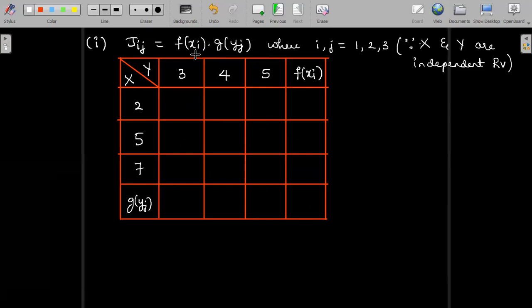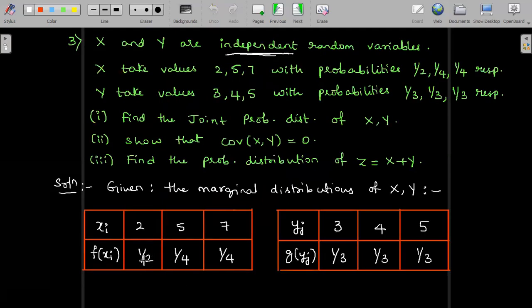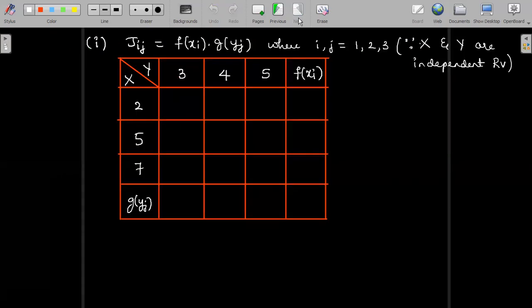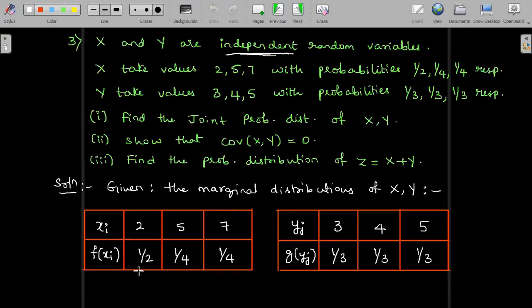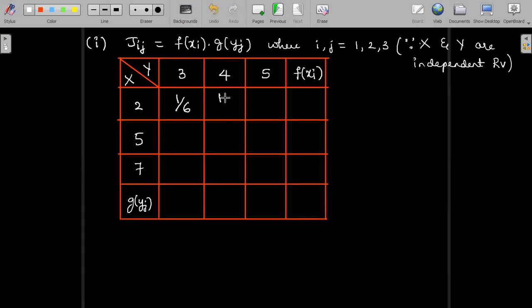First one I will show: f of X1 into g of Y1. f of X1 is 1 by 2 into g of Y1 is 1 by 3. So 1 by 2 into 1 by 3 gives us 1 by 6. Now I am keeping f of X1 fixed, X1 is 2, varying Yj. So f of X1, 1 by 2, multiplied with the next g of Yj, which is also 1 by 3, is again 1 by 6. Similarly, for the last one, I will get 1 by 6.